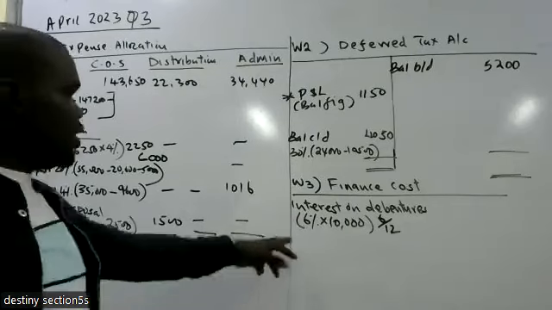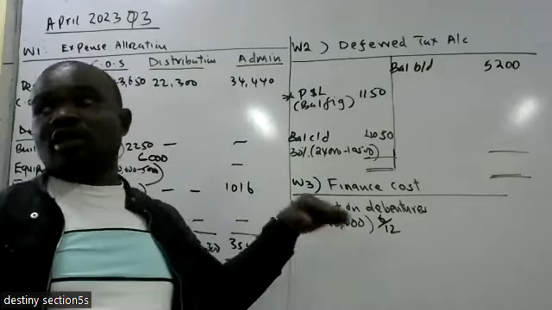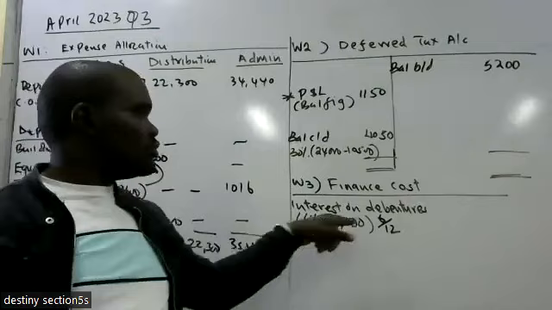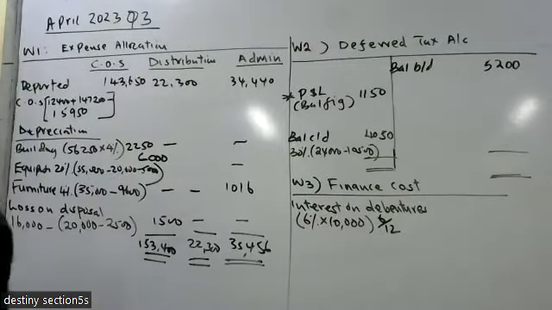So interest on debentures, they issued in July. So July to December. Hapa hiyo. $300.